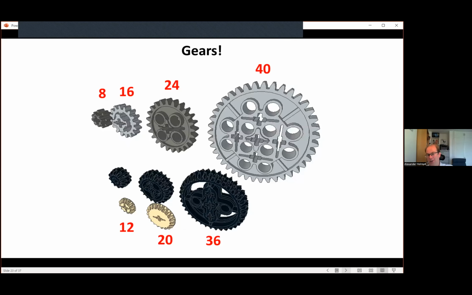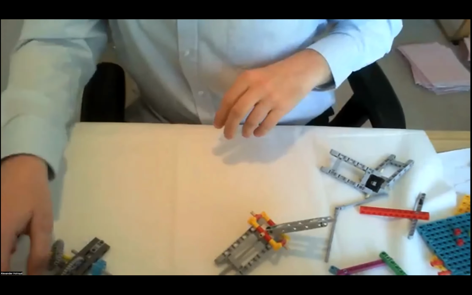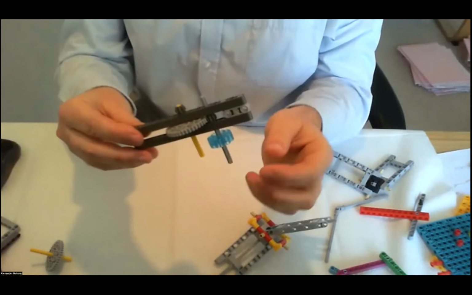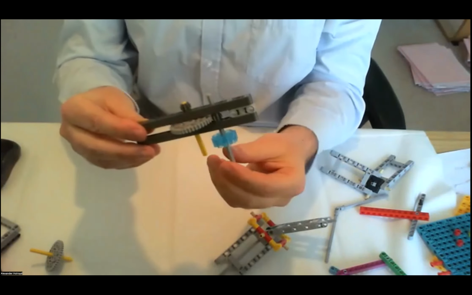Okay, so let's talk about gears. Everyone loves gears, right? So of course, Lego comes with a whole bunch of gears. Let's look at some. So for example, here are 2 gears, a little one there and a big one there.